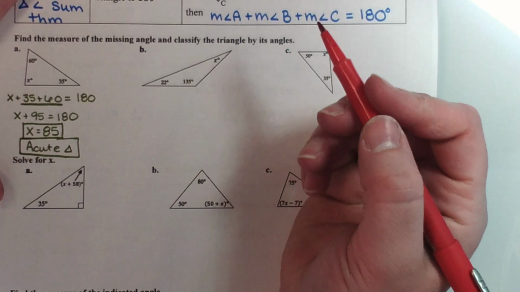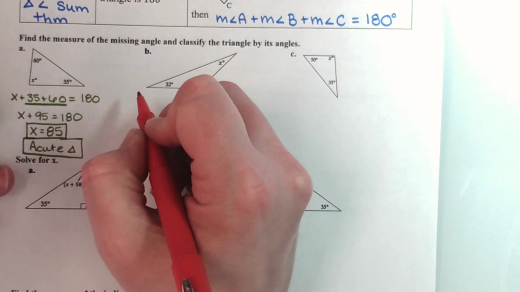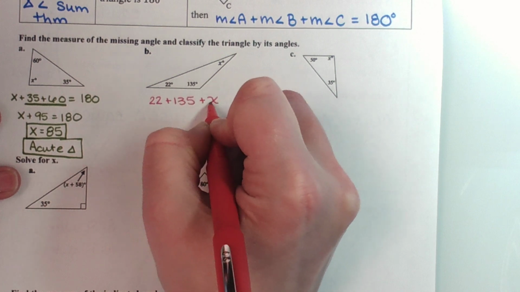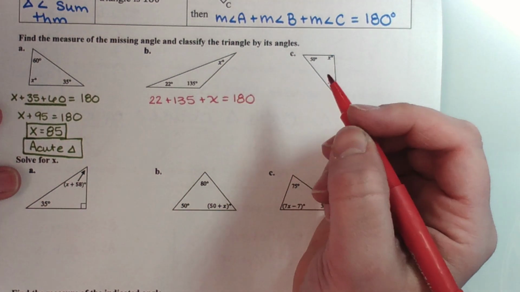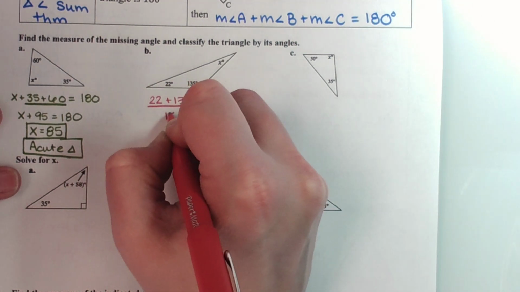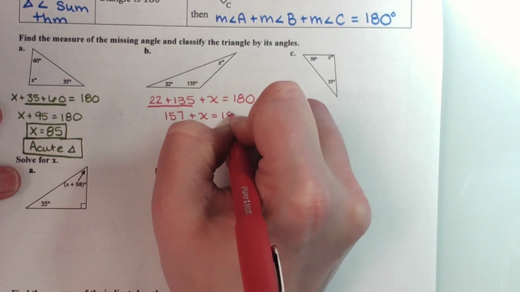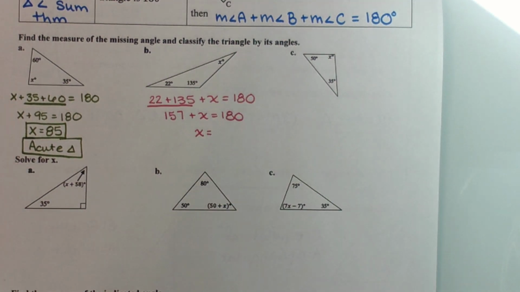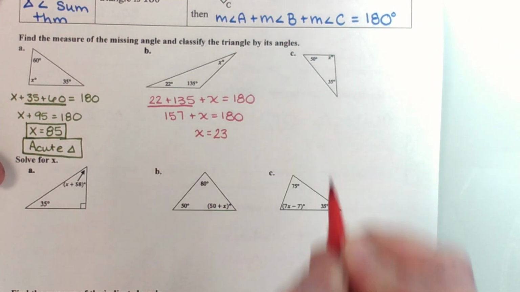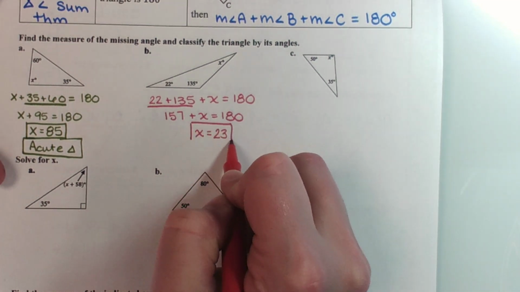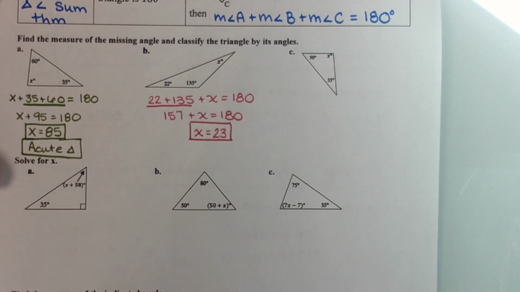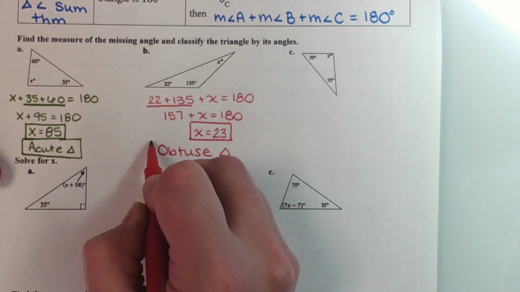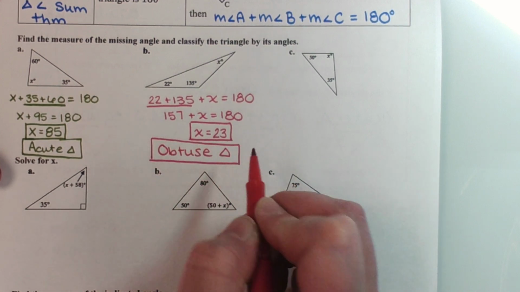Okay. I want to solve for X. What's the equation look like? Add up 3 angles, they add up to 180. Combine like terms. That's 157 plus X equals 180. Subtract the 157. X is 23. What kind of triangle is this? Obtuse. The angle I found might have been acute, but in the end, there was still an obtuse angle there.